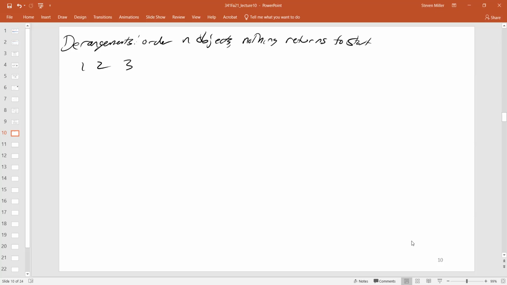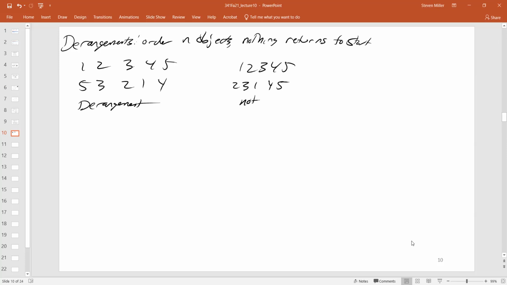So if I gave you 1, 2, 3, 4, 5, and I wrote 2, 3, 1, 4, 5, this would be a derangement. And this would not be, because here, the 4s and the 5s return to the same spot, but in the first one, nothing returns. So the question is, why do we care about derangements? And then how do we calculate the probability something happens? This can actually be used in network theory.